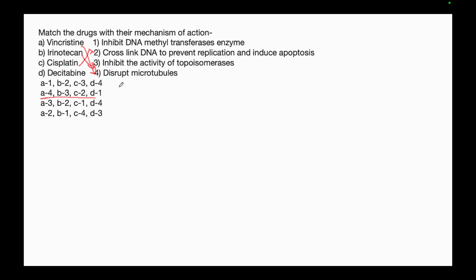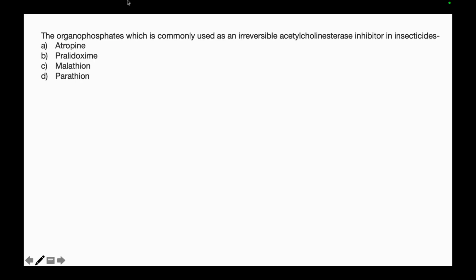Cisplatin is a metal complex, so it will cross-link with DNA to prevent replication and it will induce apoptosis. So cisplatin is the cross-linking agent of DNA. Then decitabine will inhibit the DNA methyltransferase activity, and thus it will inhibit the expression of a few genes.